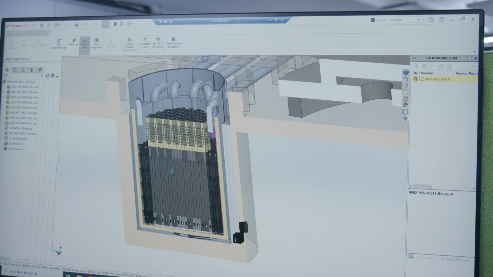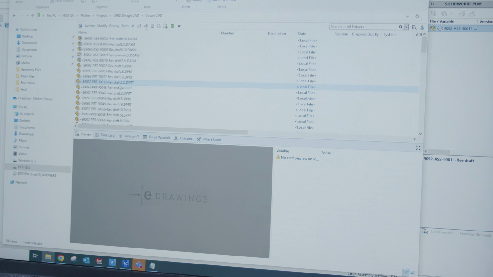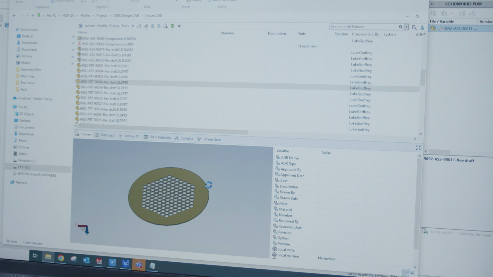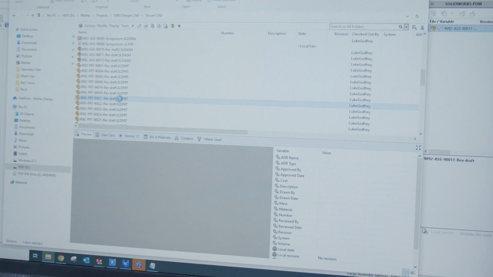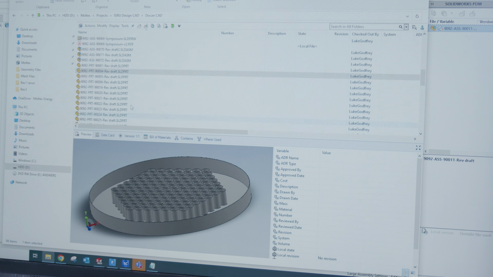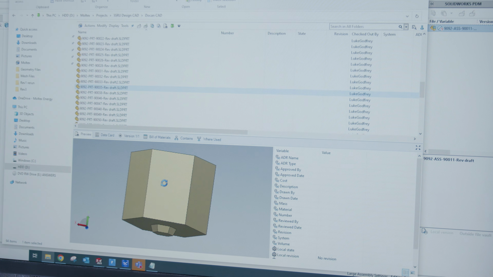SOLIDWORKS PDM helps us keep our analysis CAD separate from our general assembly CAD or our concept CAD. It helps keep things filed in the correct places. Yeah, the ability for multiple people to work on a single assembly will become vital.